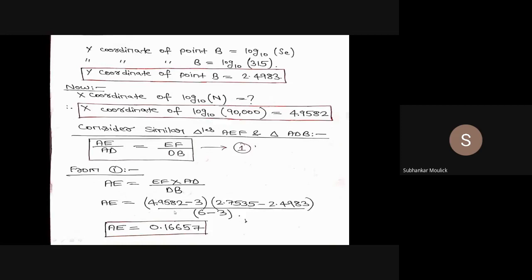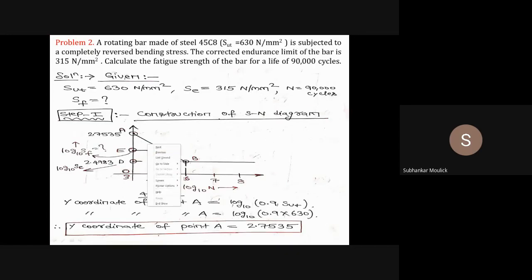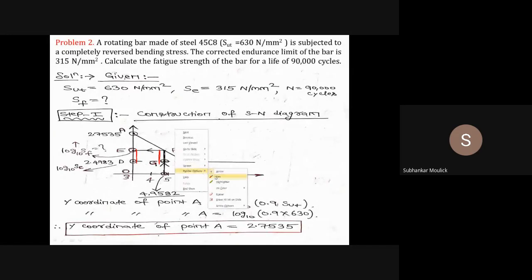The first way is what I have solved in the problem. It is a little bit longer process, just two steps more you need to add. If I see from the diagram, this is ED, and this ED is equal to FG. It is AD minus AE. This is your AD. This AD minus AE will give you ED, which is equal to FG.